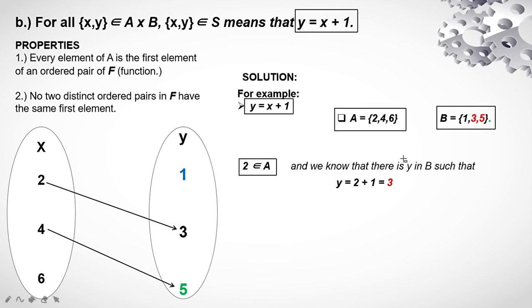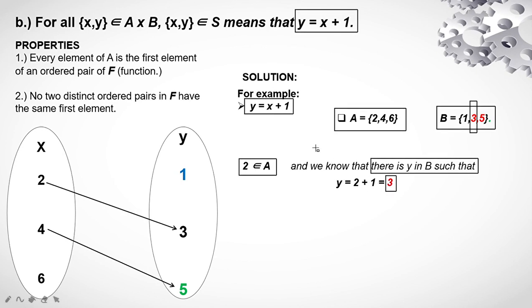Meron daw itong si y, no? Okay? There is y in B such that pag ganito yung magiging result natin. Using yung formula dito, meron daw si y kay B kapag ganito, ang sagot, 3. Bakit? Kasi itong si 3, andito siya kay B. Yan lang yung ibig sabihin niya. Because there is y in B such that y is equals to 2 plus 1 is equals to 3. So, paano natin nakuha yung 3?